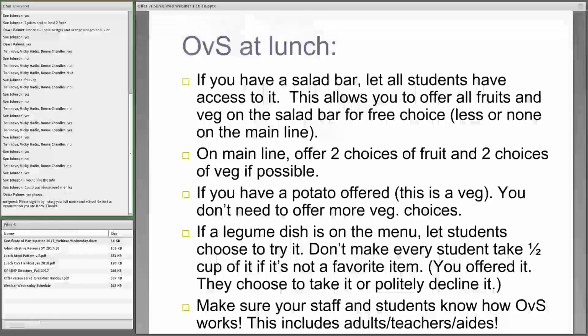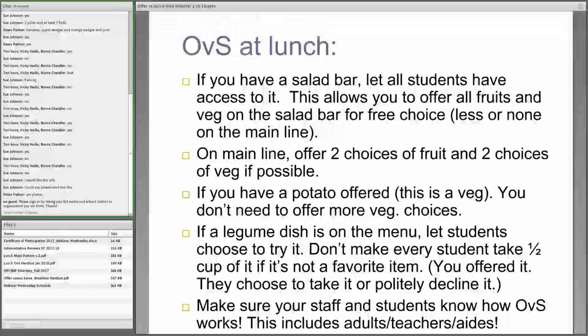And then offer versus serve at lunch. If you have a salad bar, many schools are moving to allow all students to have access to it. And this is great for a couple different reasons. It allows you to offer all your fruits and vegetables on the salad bar for free choice, and it really simplifies your main line, so you only offer your entree and maybe 1 or 2, even no fruit or vegetable choices. So it frees up staff that would have been on your main line to help with the salad bar, and it gives the students more choices.